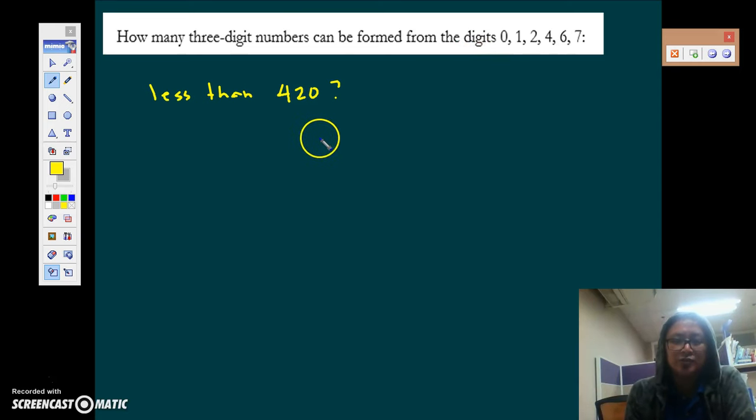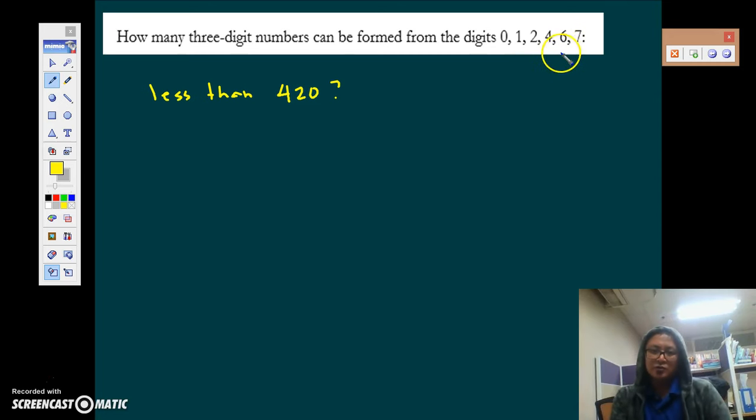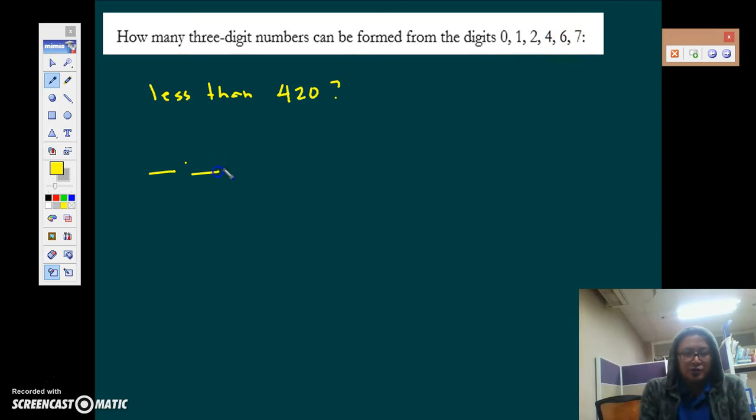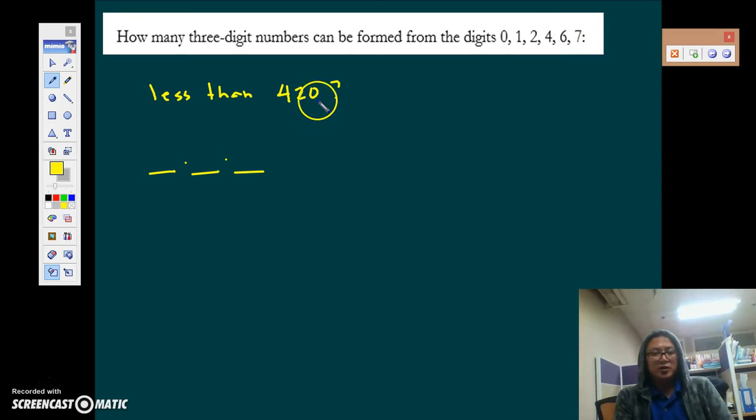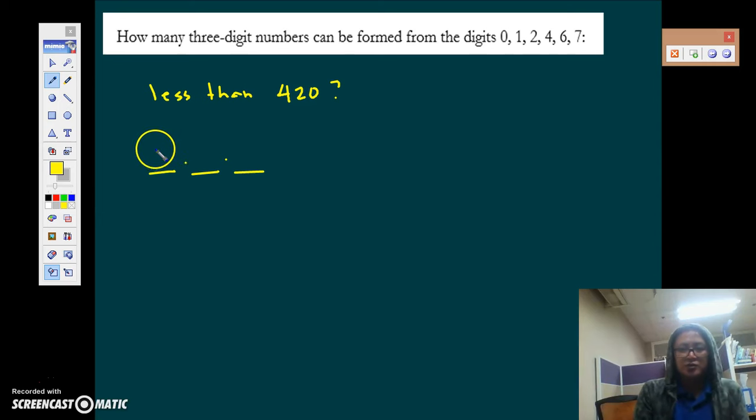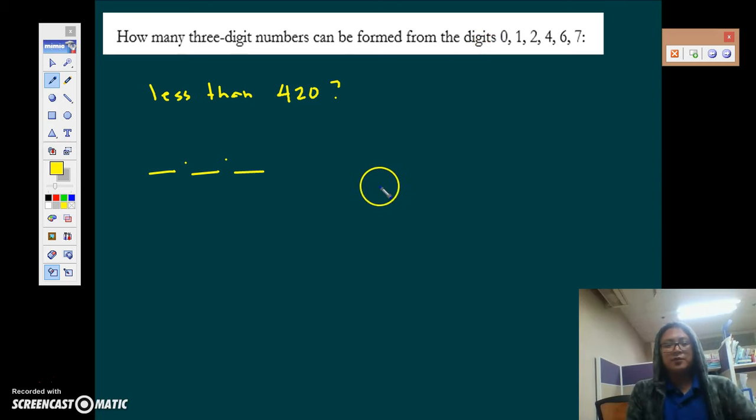So we will be forming a 3-digit number less than 420. Let this be our 3-digit number. We cannot pick as our hundreds digit 6 and 7, because that would obviously be greater than 420. We cannot also choose 0 for the hundreds digit, because it won't be a 3-digit number. So we can only choose 1, 2, and even 4 as our hundreds digit. We can form a number that starts with 4, for example, 410. It's less than 420. So basically, we have 3 cases.